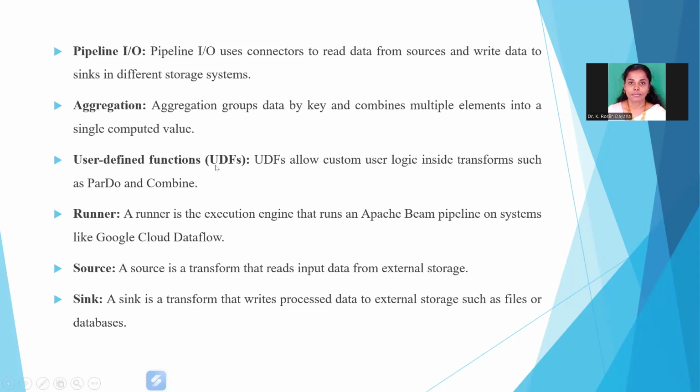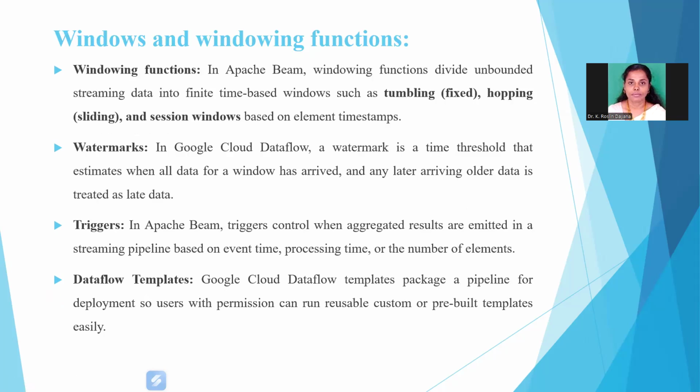User defined functions are used in Dataflow. User defined functions allow custom user logic inside transforms such as ParDo and Combine. And a runner is the execution engine that runs an Apache Beam pipeline on systems like Google Cloud Dataflow. Then source and sink. A source is a transform that reads input data from external storage. Then a sink is a transform that writes processed data to external storage such as files or databases. So these are the concepts used in Google Cloud Dataflow.